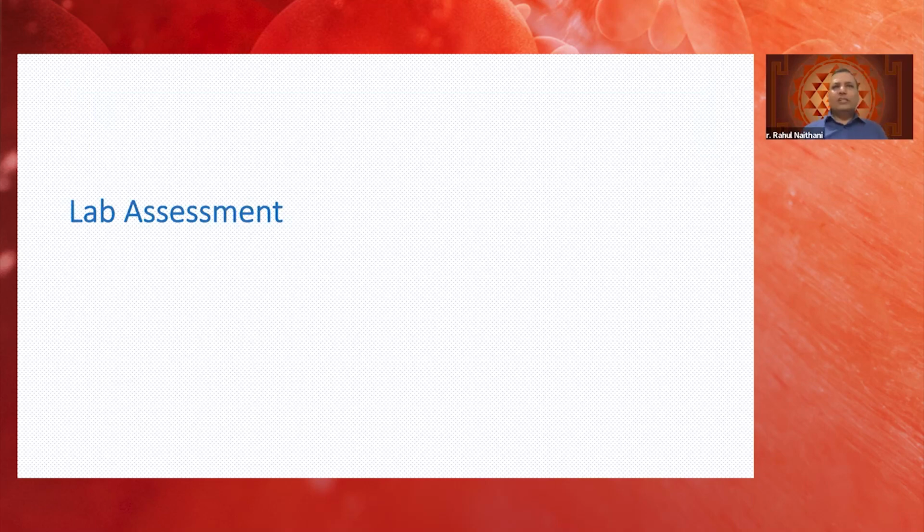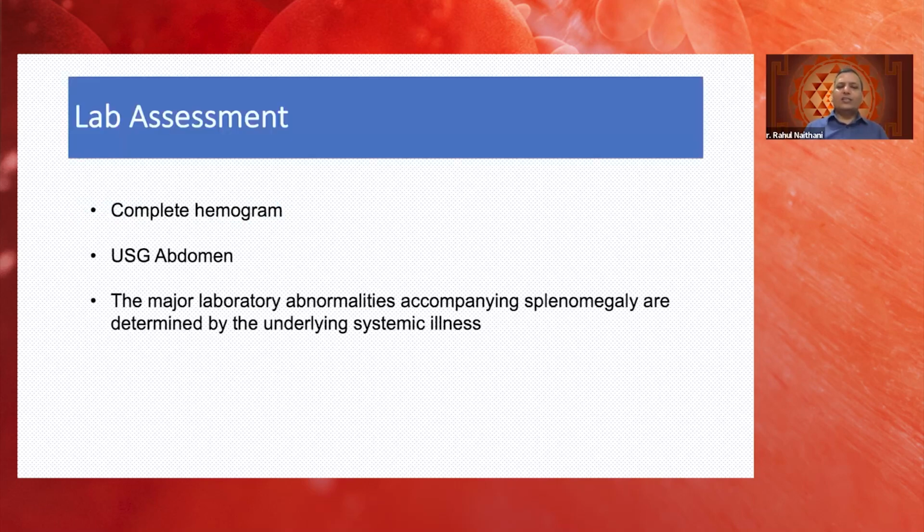Lab assessment, once we have looked at the size of the splenomegaly and made a differential diagnosis for this patient, is rather straightforward. I think the two single most important tests are a complete hemogram and an ultrasound abdomen. All the rest of the investigations are tailored as per your history and examination.